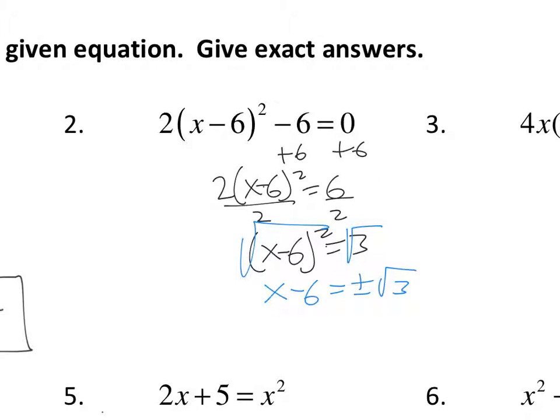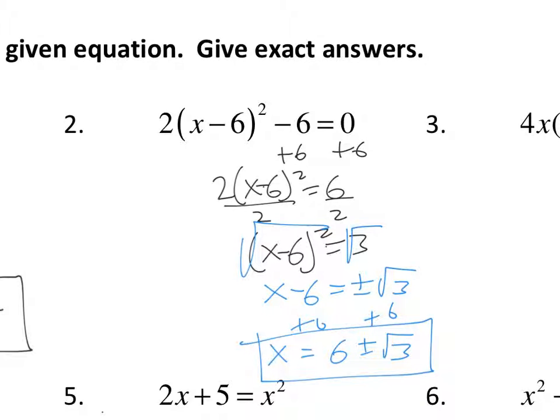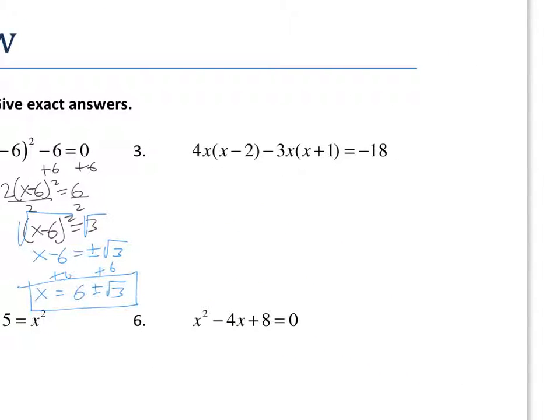2 answers there. Let's add 6 to both sides. And so we have x equals 6 plus or minus the square root of 3. Remember, that means 2 answers: 6 plus the square root of 3 and 6 minus the square root of 3. We want exact answers here, like we were stated in the directions up top, so leave it with the square root.